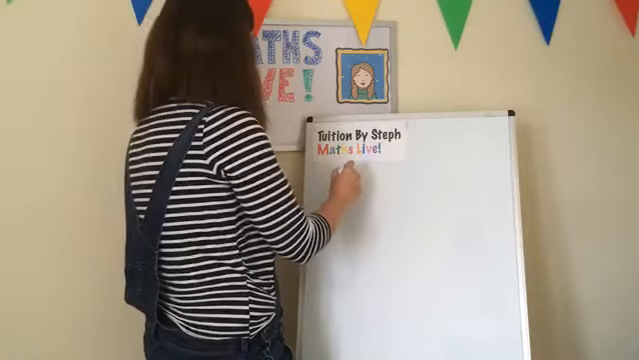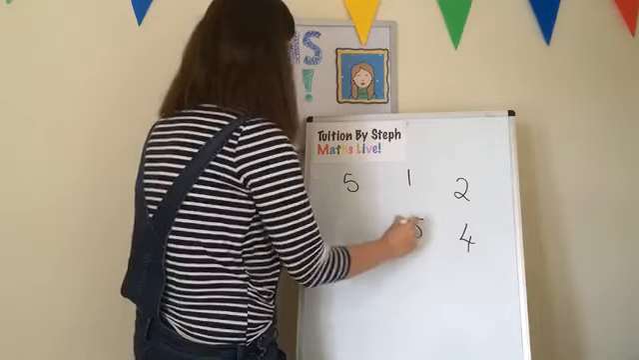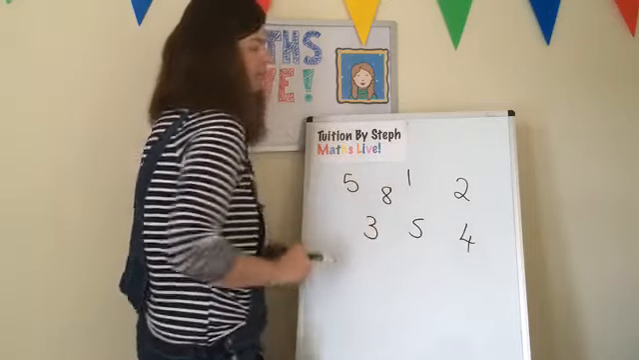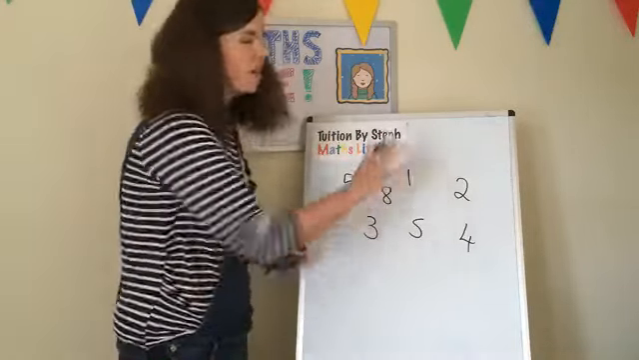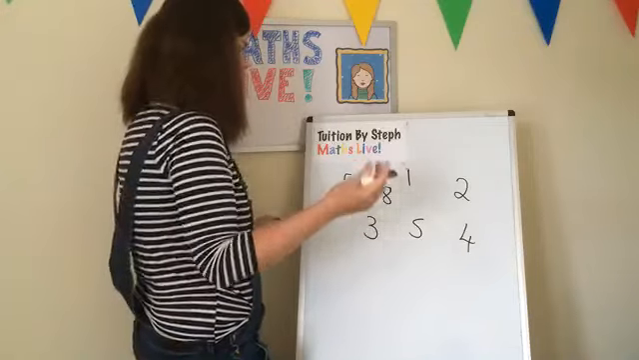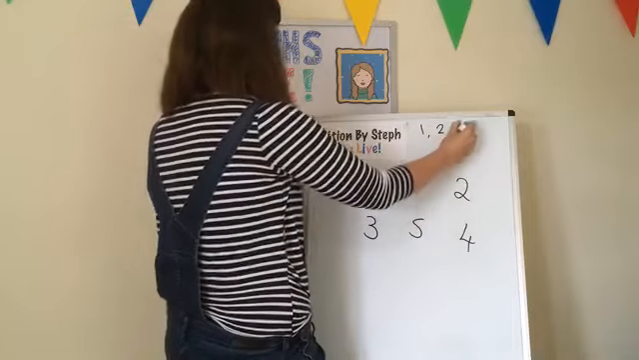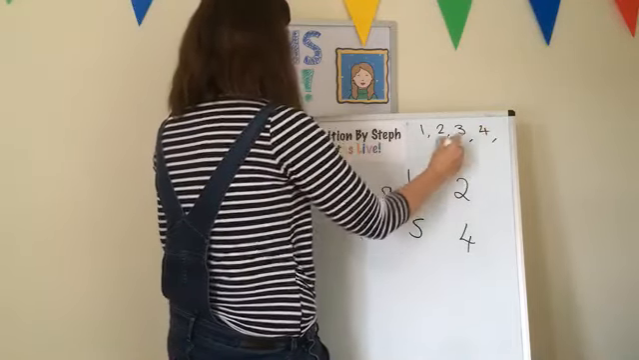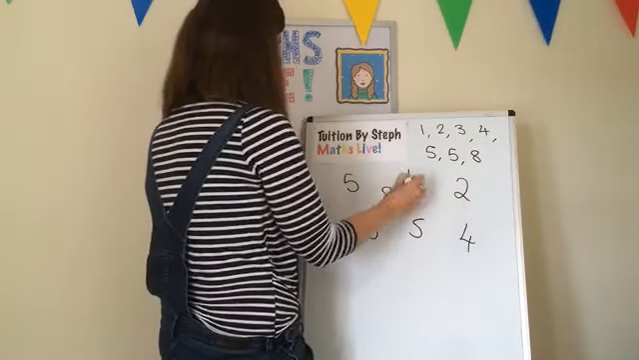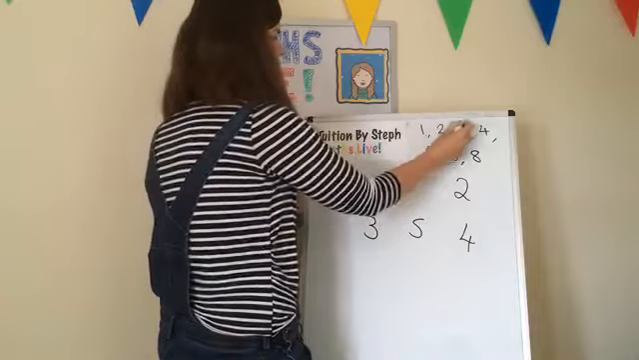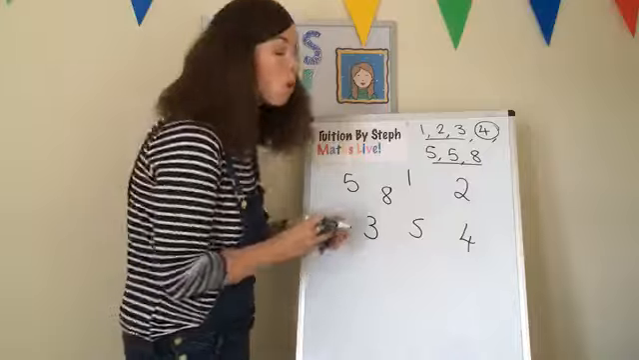So if we've got the numbers 5, 1, 2, 4, 5, 3, 8, a group of numbers. The mode is 5. We can see the mode. Right, what is the median? So I've got 1, 2, 3, 4, 5, 5 and 8. Let me check. 1, 2, 3, 4, 5, 6, 7 numbers. So the median is 4.